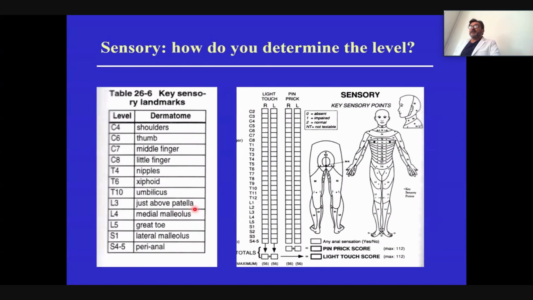Similar is the case with the sensory. So you have all these levels and you can see different places which they represent. How do you test sensory innervation? You test by taking a pinprick. You can use a cotton wisp, which is crude touch. And with pinprick, it's fine touch.